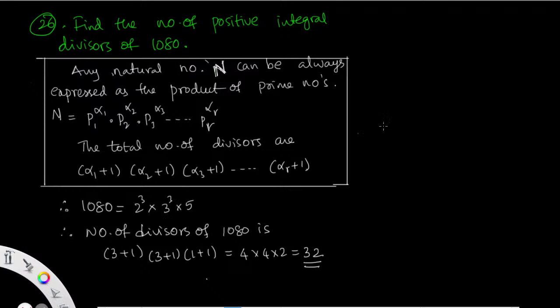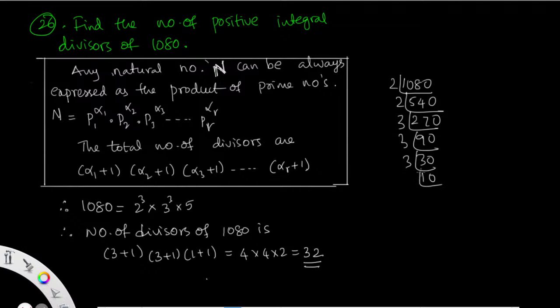So for 1080, by taking the LCM and doing the prime factorization, that is 2 cubed into 3 cubed into 5 to the power of 1. Any number can always be expressed as a product of prime numbers, so we have to take this prime factorization: 2 cube into 3 cube into 5 to the power of 1.